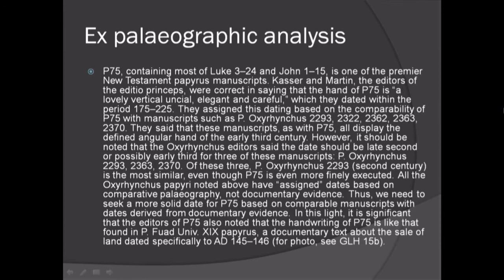Thus we need to seek a more solid date for P75. So he's considering the dating of P75 based on comparable manuscripts with dates derived from documentary evidence. In this light, it is significant that the editors of P75 also noted that the handwriting of P75 is like that found in a document, a text about the sale of land dated specifically to AD 145-146. So they have a dated comparison. And it goes on. So I'll just read the excerpt of it.